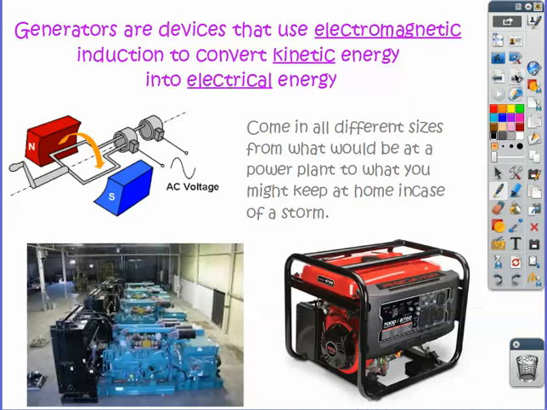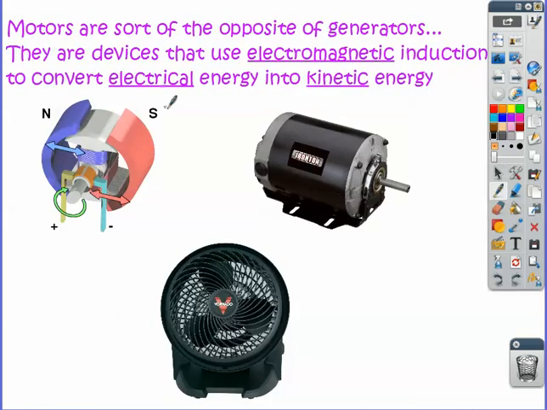Now we can do the exact opposite, and a device that does the exact opposite is called a motor. And a motor takes electrical current flowing into the motor and causes magnets to spin around, and it causes this rod, which would be an axle, to spin. And if you had fan blades on the end of that rod, now you've got a fan spinning. So this is like a basic electric motor that you would have in a fan like this.